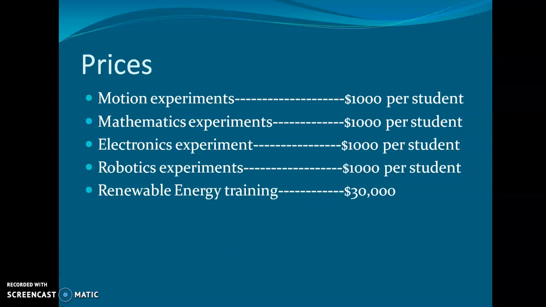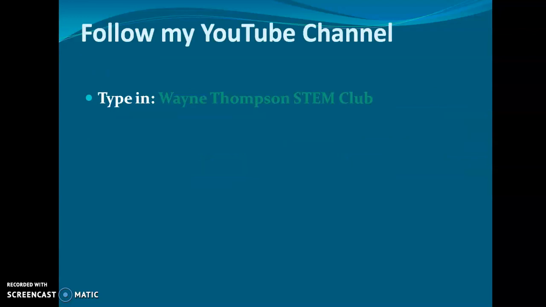Alright, so in terms of motion experiments, for example, you have a class and of course you want to come and do some motion experiments in robotics, and these are the prices. For example, mathematics experiments and activities that you can do, these are also the prices shown here. Electronics equipment, in terms of doing electronics automation and having the practical aspect to the theory that you study in school, these are all of the prices shown here as well.